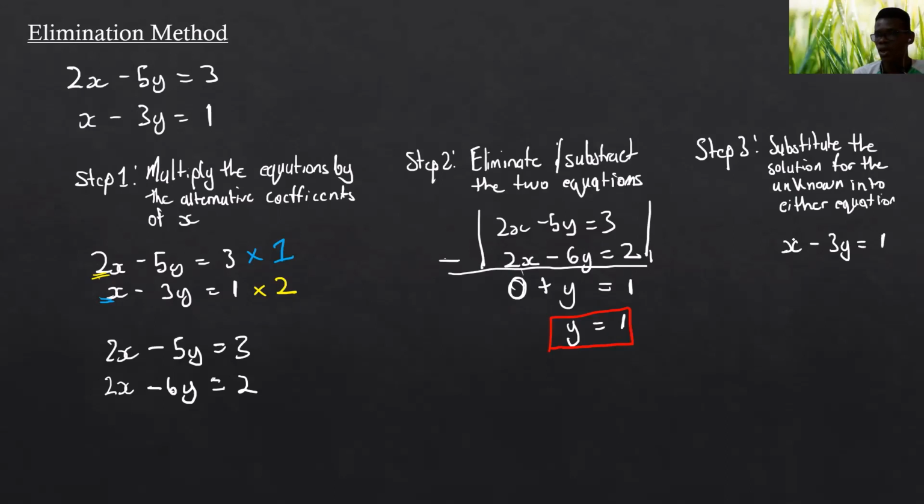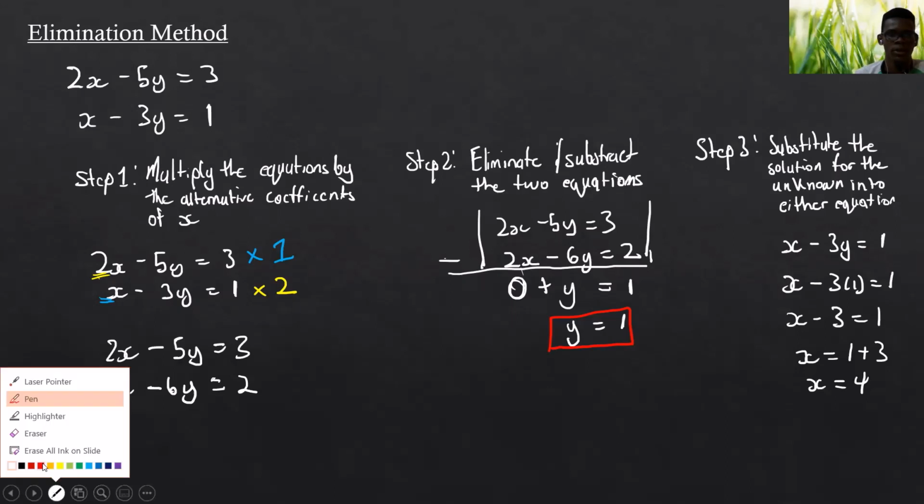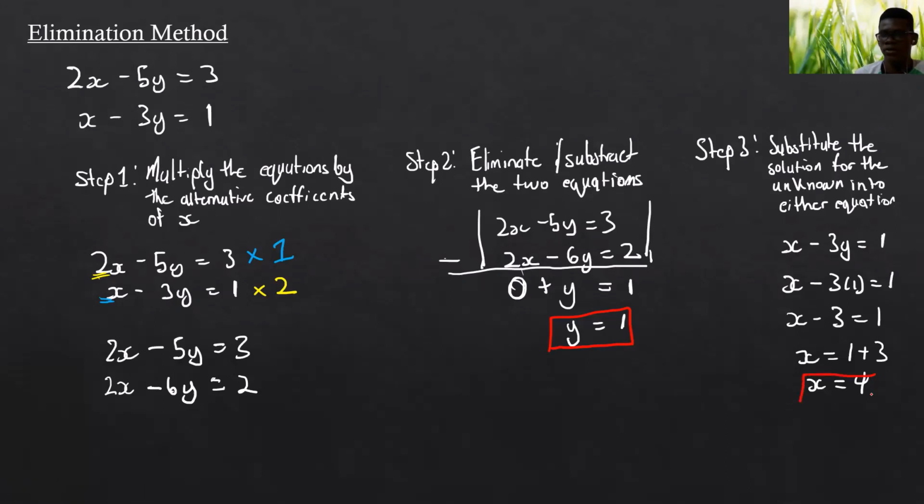So good, we pick this equation, x minus 3y is equal to 1, and we're just going to substitute in our solution for y, which is 1. Just computing this, 3 1's are 3, so we end up with x minus 3 is equal to 1. Just transpose: minus 3 goes up, becomes plus 3. So we end up with x is equal to 4. And therefore x is equal to 4 and y is equal to 1.